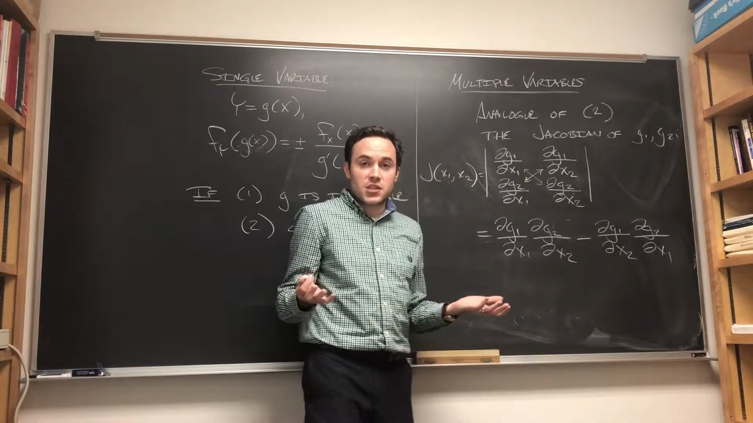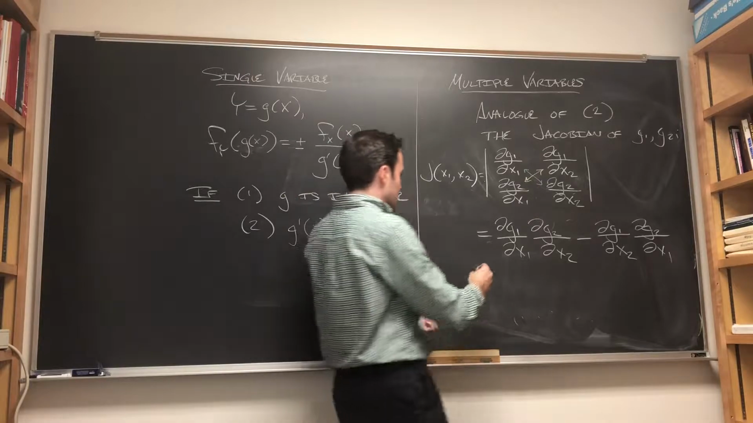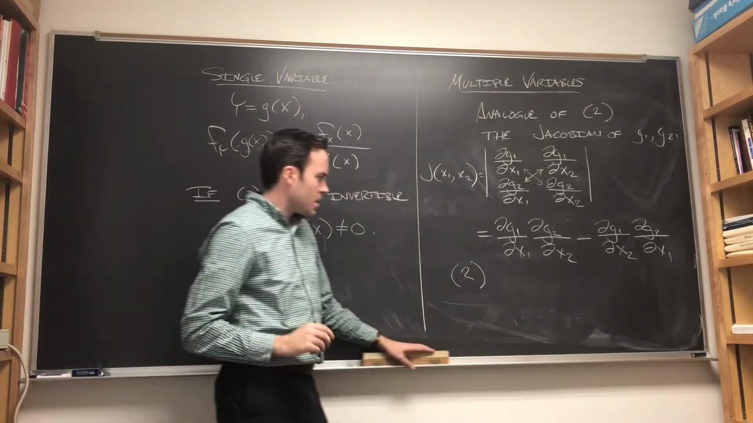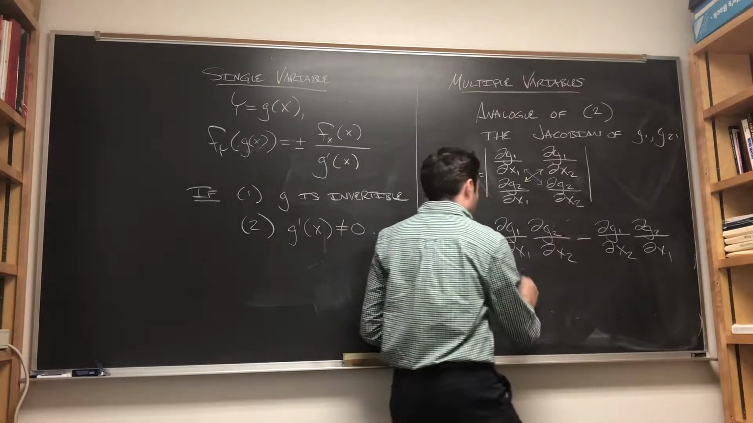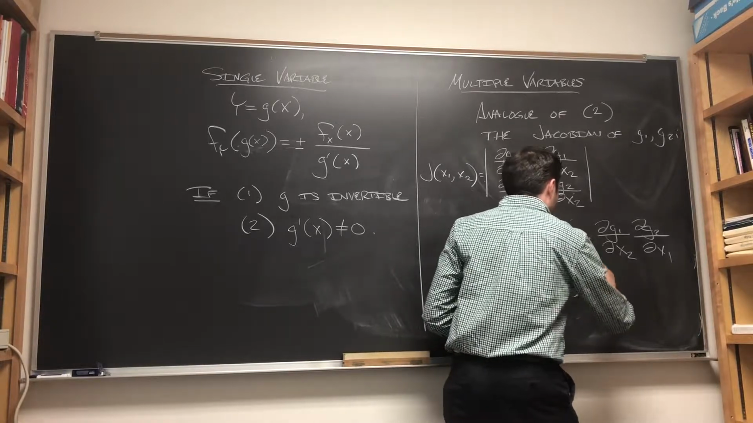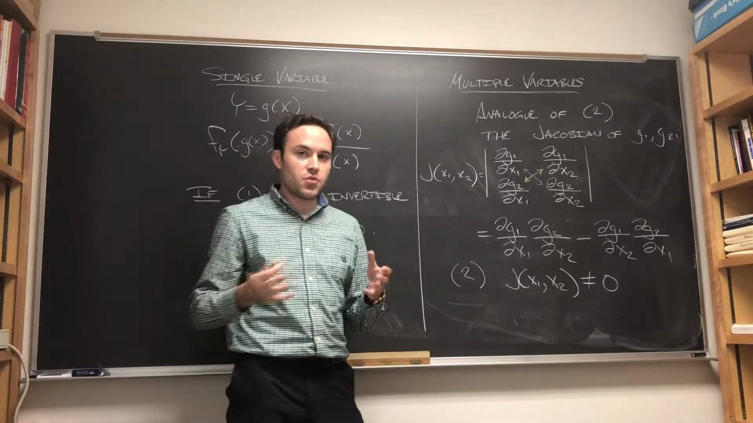Well, the exact same thing should be true. We just want it to not be 0. So that's the requirement that we put on this. Right, so our new second requirement is going to be that this Jacobian is not equal to 0 for any x1 and x2 that we care about.